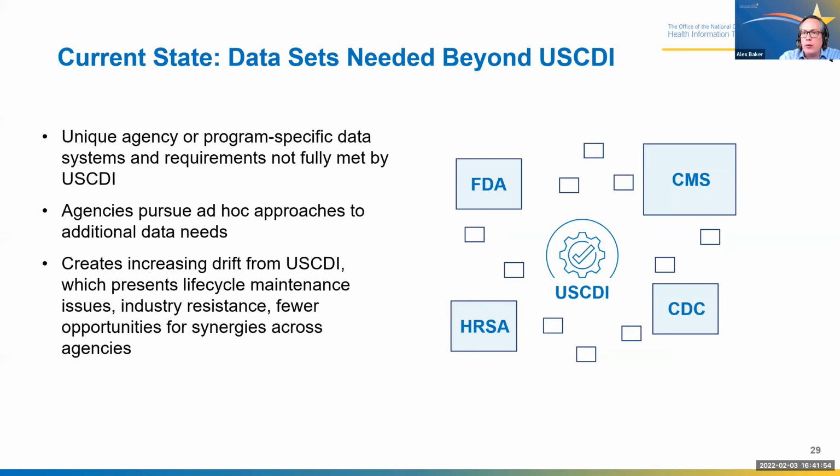This really shone a light for ONC on the current state, where we are going forward with USCDI, but so many of our federal partners have very specific data needs for their own constituents, for the specific areas of healthcare that they work on. And right now, those data sets may go far beyond what is in USCDI today, or what is on the near term roadmap.